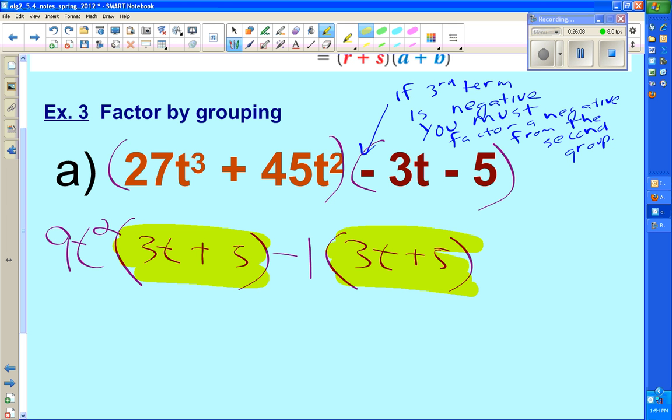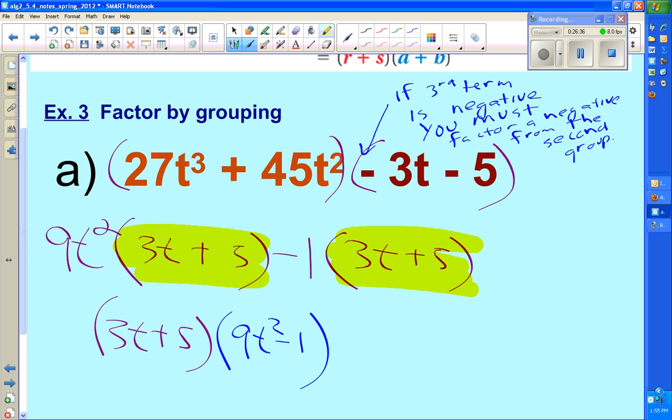Very good. So if you screwed it up and you know that it is factorable, then these two have to be identical. When you take 3t plus 5 and we take that common factor out, you're going to be left with 9t squared and minus 1. The common factor here is the 3t plus 5. When we take the yellow factors out, you're left with the 9t squared minus 1.